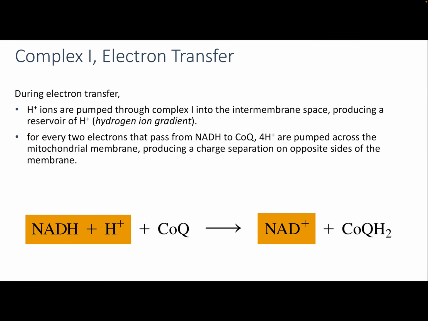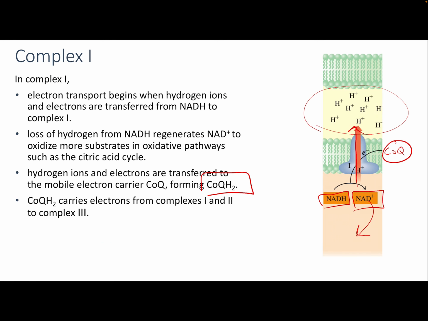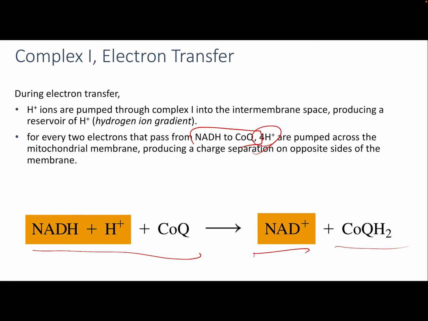Now, the NADH gives it to coenzyme Q. It itself gets regenerated. Coenzyme Q then moves. And what we can see here is that for every 2 electrons that pass to coenzyme Q, 4 hydrogens get pumped across the membrane. So that's our first building up of some hydrogens.